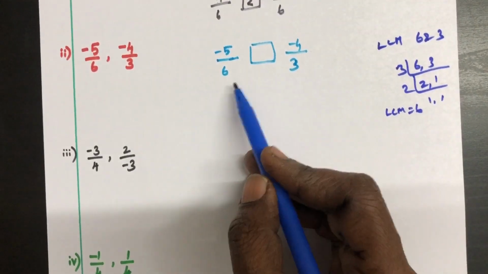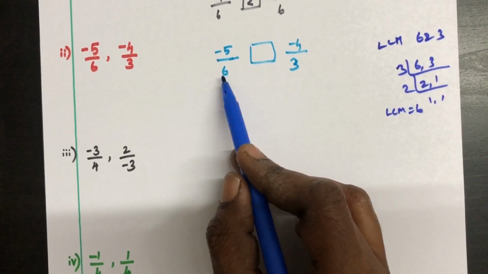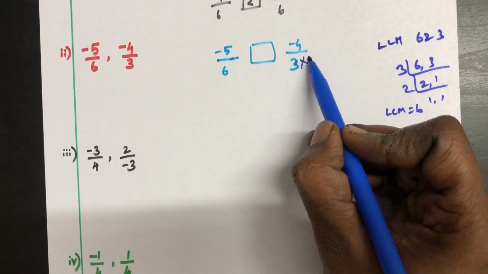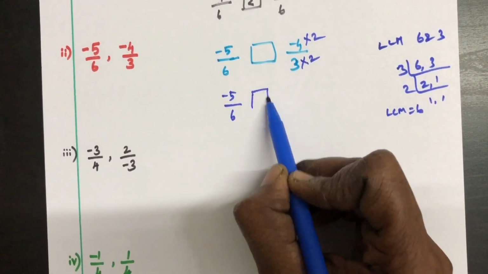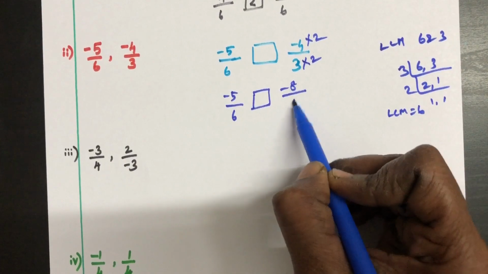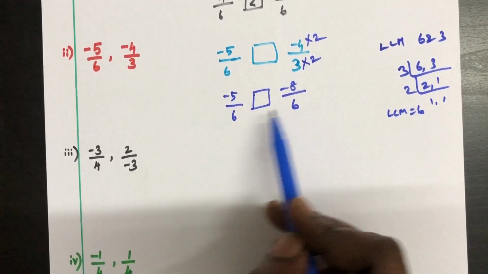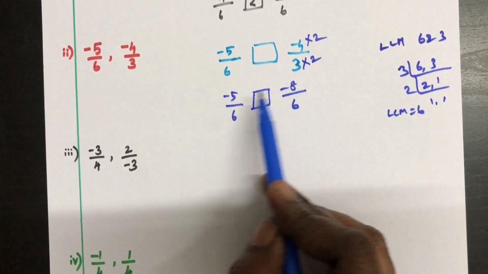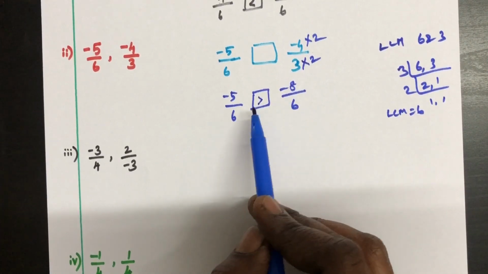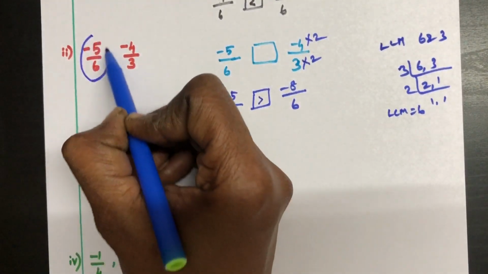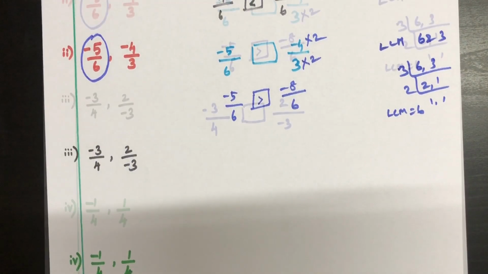So we want to make the denominators 6. Already we have 6 in the denominator of the first rational number. To make this 6, multiply by 2 into 2. So this is minus 5 by 6 compared with minus 8 by 6. Obviously this is greater. Like in like fractions, compare only the numerator. Minus 5 is greater than minus 8 by 6. So this rational number is the greater number.